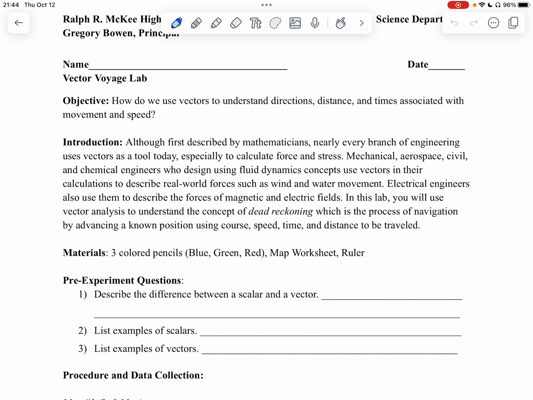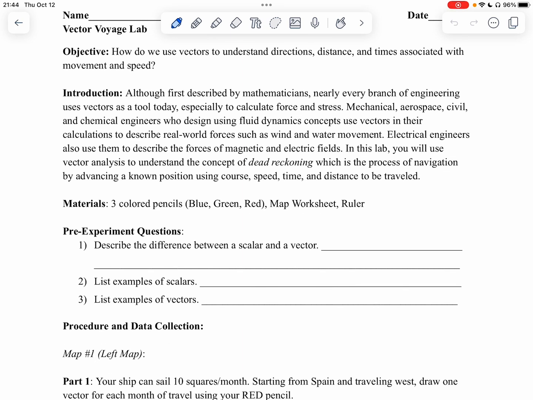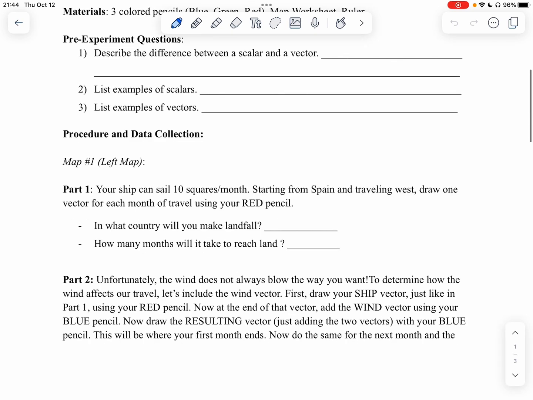Okay, so you're going to need the following things: one blue pencil, one green pencil, and one red pencil. You don't really need a ruler. I'll leave it to you to answer these pre-experiment questions. These come from your lesson 2.1 and 2.2 notes.